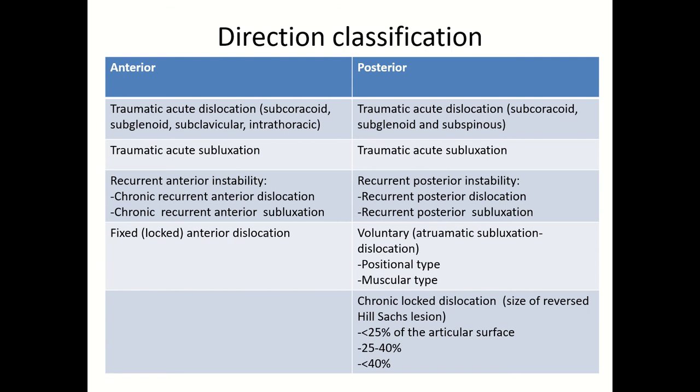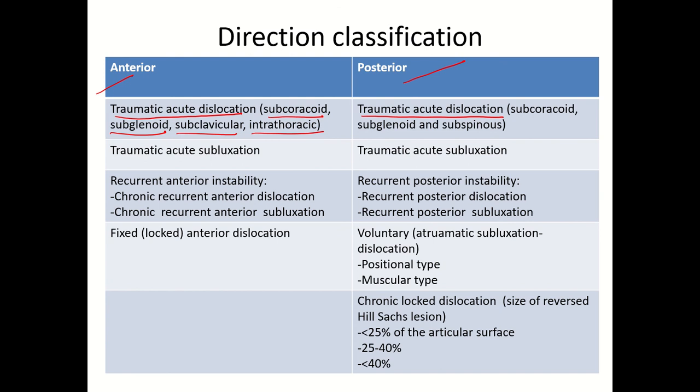Now coming down to direction classification, anterior and posterior. Anterior, traumatic acute dislocation. Posterior is the same, traumatic acute dislocation. Now dislocation is where? In the anterior direction. But how do you know, if both are traumatic acute dislocation, anterior and posterior? How to differentiate that? Subcoracoid, if it is lying beneath the coracoid. Subglenoid, if it is lying beneath the glenoid anteriorly. Subclavicular, lying beneath the clavicle anteriorly. And intrathoracic, within the thoracic cage anteriorly to the glenoid fossa.